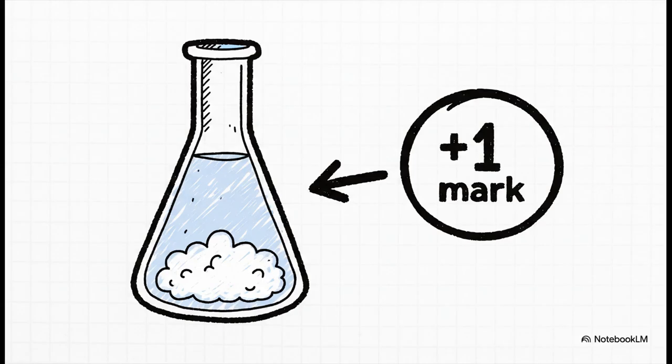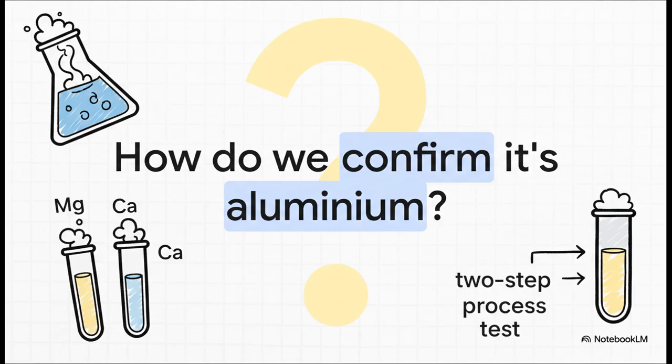That's all they want. What's really interesting is the mark scheme actually says to ignore any mention of it dissolving at this point. Why? Well, because they're saving that for the next question. But here's the catch, right? A white precipitate is a great start, but a bunch of other metal ions do the exact same thing. Think magnesium or calcium. So this is where we need to be clever. We need a second step, a confirmatory test, to prove it's really aluminum.